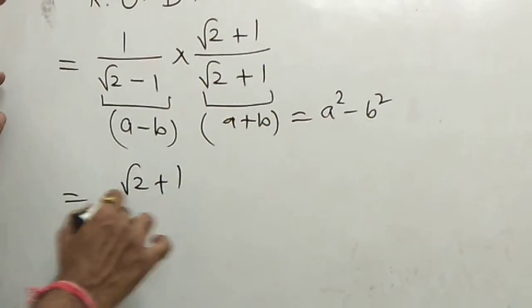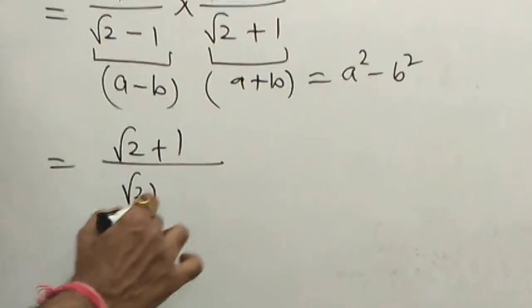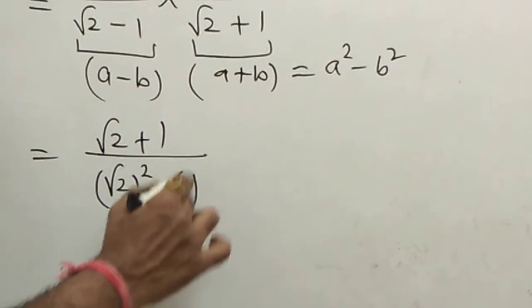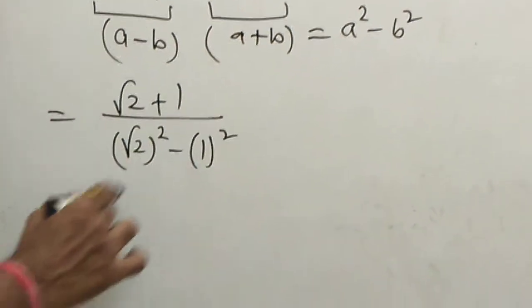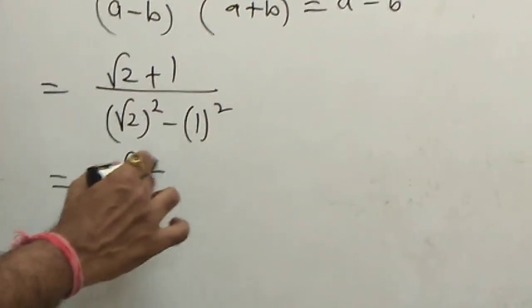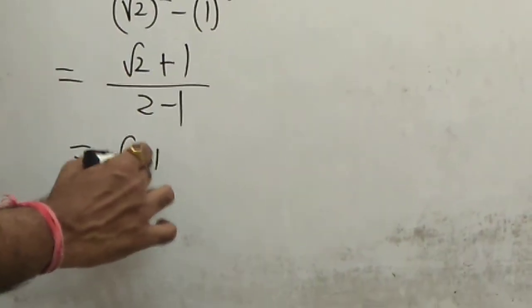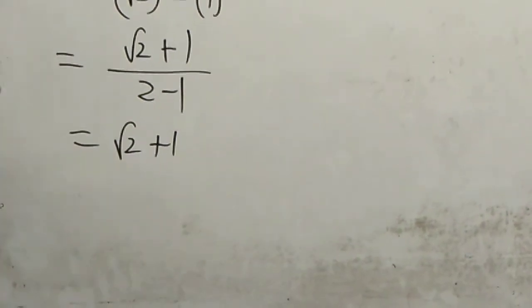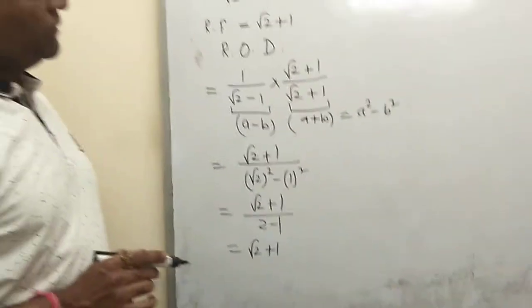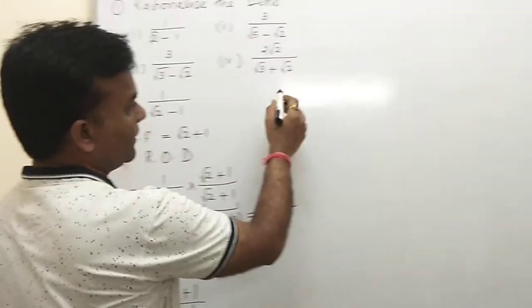So root 2 plus 1 you have as it is, and you use the concept of a square minus b square, then it is root 2 square minus 1, so root 2 plus 1 upon 2 minus 1. So the answer is root 2 plus 1, because 2 minus 1 is 1. So now this is the simplified form. So same concept you try for the second.